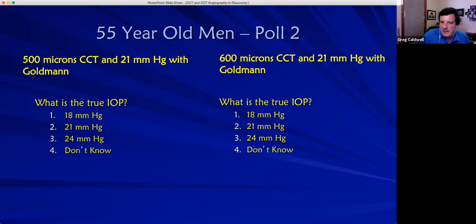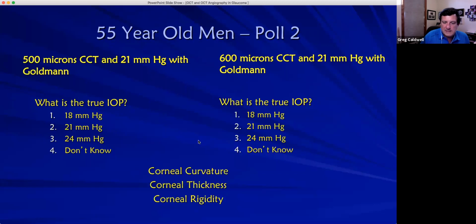Yeah, so this still goes back to why I like talking about central cornea thickness and measuring it. 500 micron cornea, 21 millimeters of mercury, we would assume that that cornea is thin, and because it's thin, it indented a little bit easier, so that true as the majority of the docs here put 24, we have 21 and 18. And then, in both of these answers, I'm just going to say you don't know.